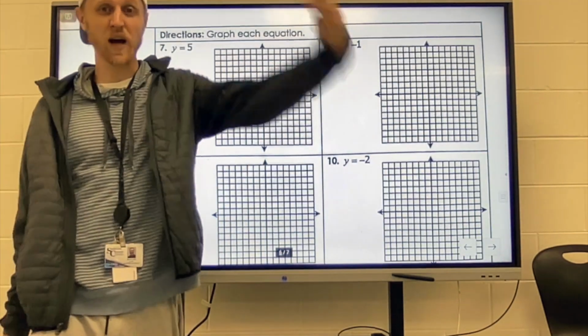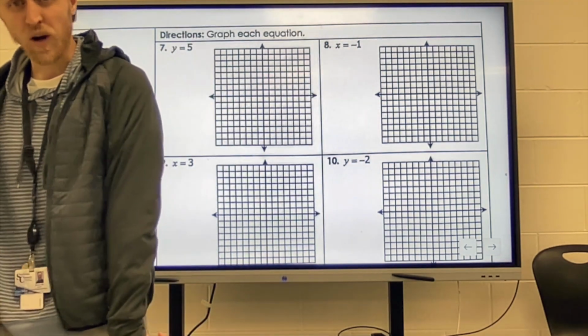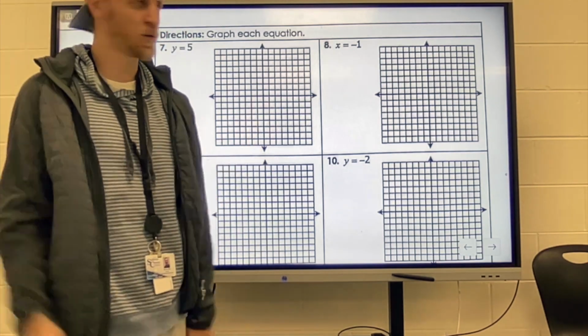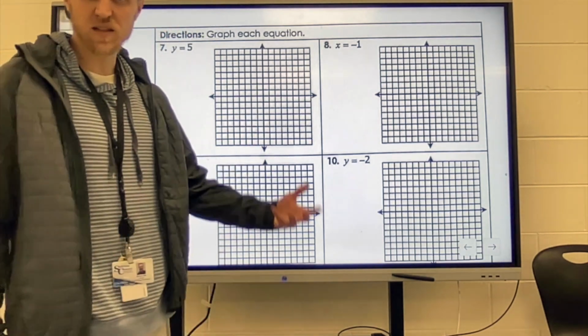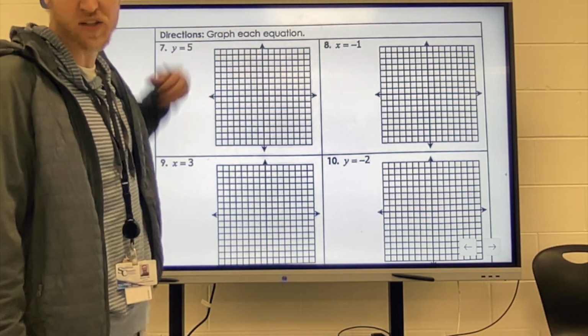Instead of giving you the graph and you write the equation, it's giving you the equation and then you have to make the graph. So you have to know, am I doing a vertical line? Am I doing a horizontal line? Like, what's going on here? And the key is just remembering that we're just drawing a line that's crossing whatever it tells us to cross.